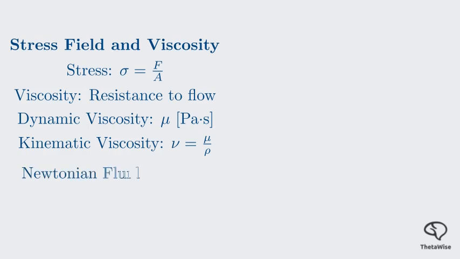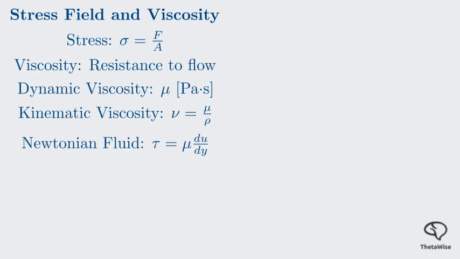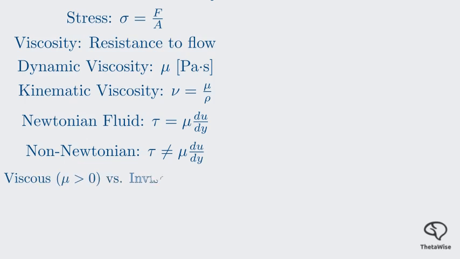In a Newtonian fluid, like water or air, the shear stress is linearly proportional to the velocity gradient. Non-Newtonian fluids, like ketchup or blood, do not follow this linear relationship. Their thickness changes as you apply more force. A viscous flow is one where friction effects are significant. An inviscid, or non-viscous flow, is a theoretical model where we assume viscosity is 0 to simplify calculations.